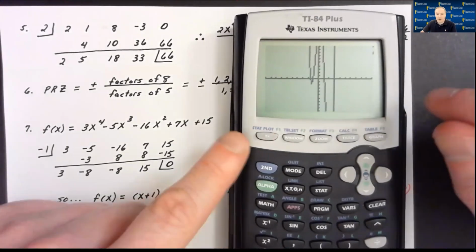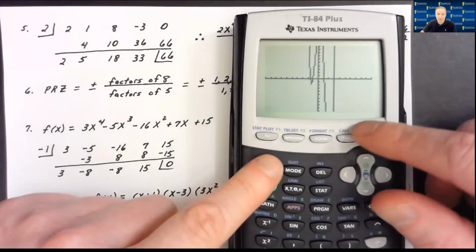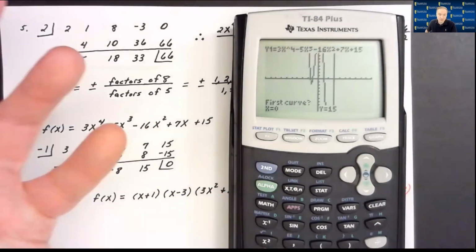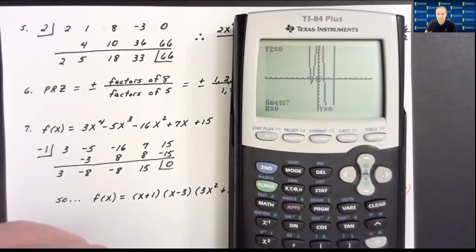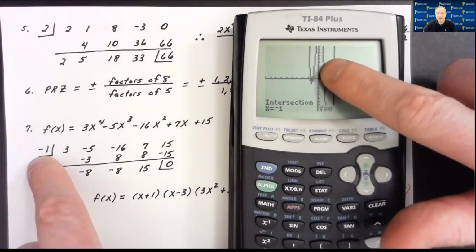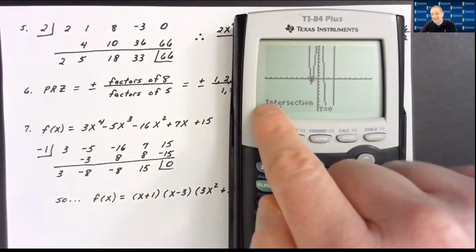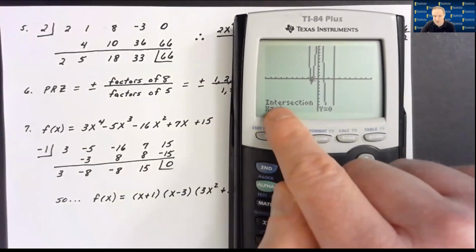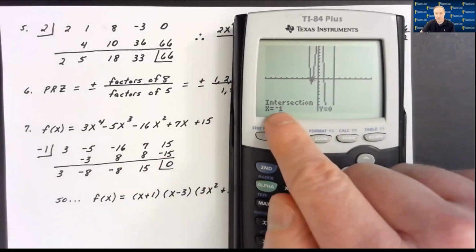Now I go back to my graph. I want to find one of those intersections. Second calc 5, you could just hit enter 3 times. Enter, enter, enter. And you'll see, hey, it went to the one I tried right there. Now, as soon as I can see, yes, there is an intersection at -1, 0. There is an x-intercept at x equals -1.